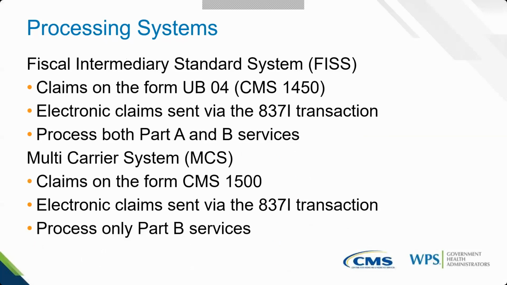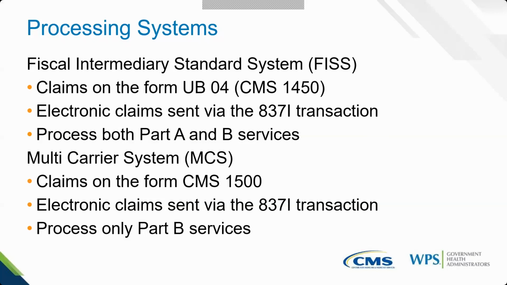But we're going to divide this not by the benefit categories. We're going to set those aside. What we're going to do is use the claim forms that are submitted and the HIPAA standard electronic transactions that are submitted to submit these claims. So in the processing systems, there's one called the Part A Fiscal Intermediary Standard System, or FISS. This is for any claim submitted on a UB04 to Medicare or the 837I electronic transaction. So it doesn't matter what the service is, it's how you submit the claim.